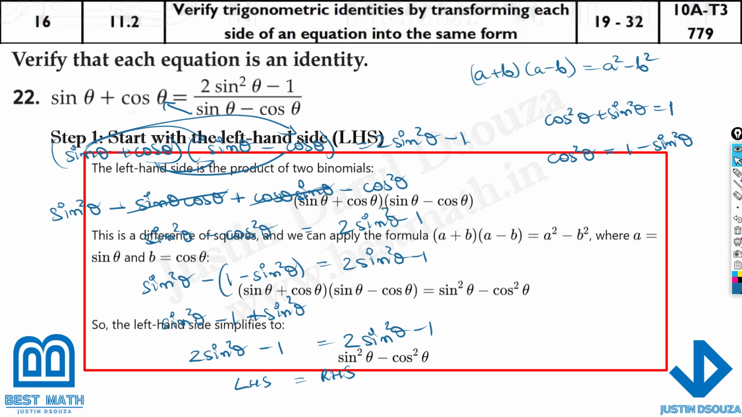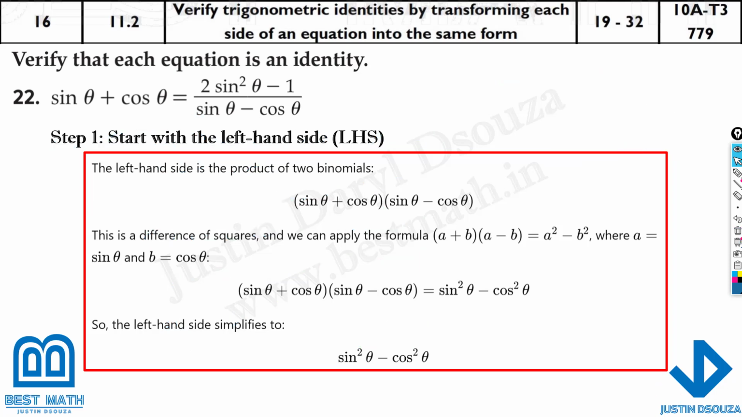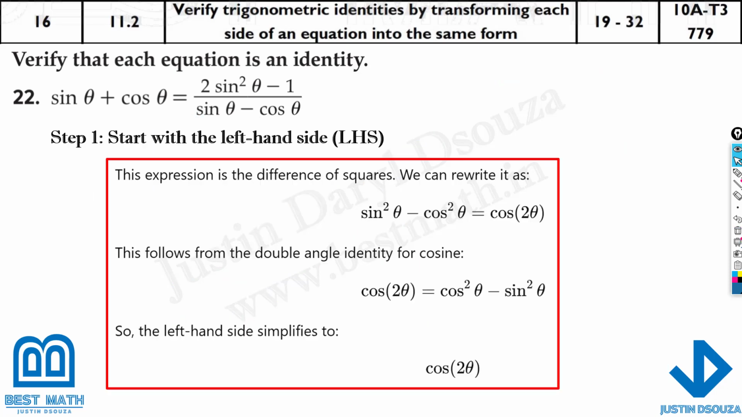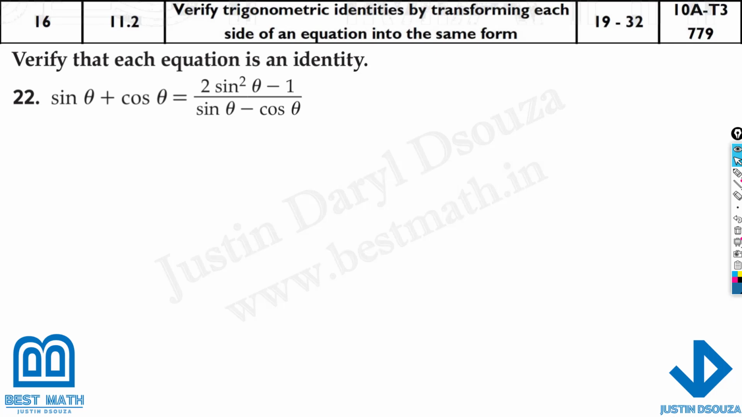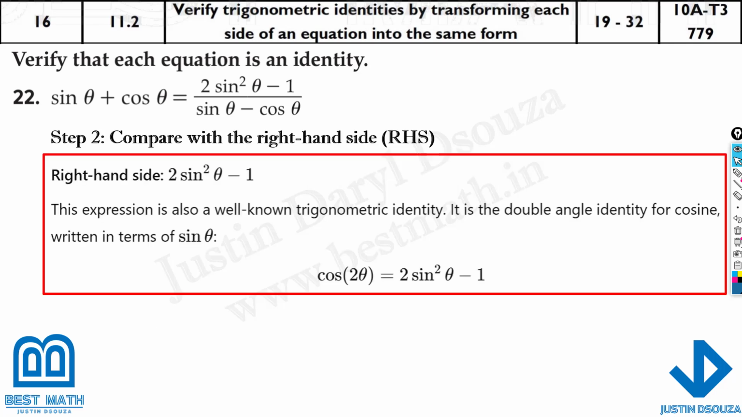So here is the worked out solution. You can go through it in your own time. You can pause the video, go through it. And here as well.